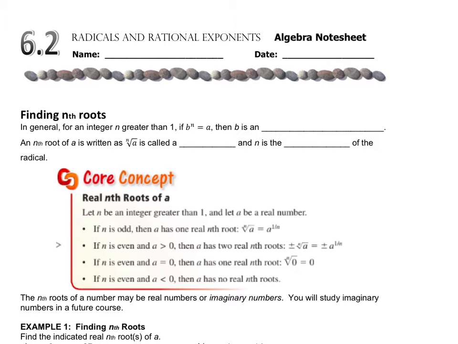Today we're talking about radicals and rational exponents. In general, for an integer n greater than 1, if b to the n equals a, then b is an nth root of a. An nth root of a is written with the radical sign, with the little n inside this V shape and a underneath the radical. This is called a radical.